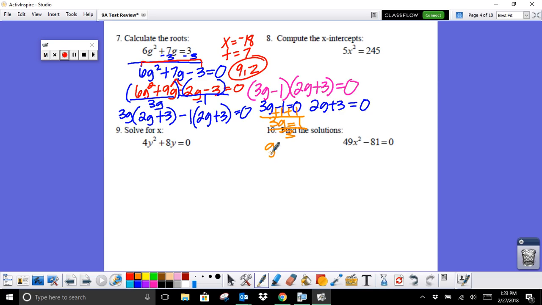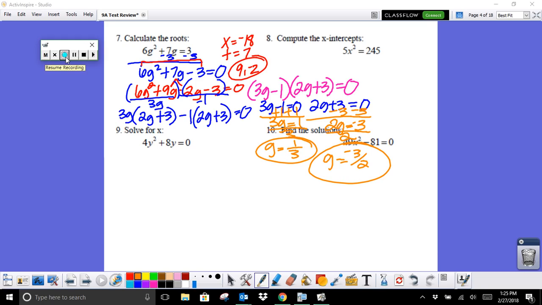So my first solution is going to be 1/3. Over here I'm going to subtract 3. Divide by 2. So I get negative 3 over 2. And those are my two solutions.